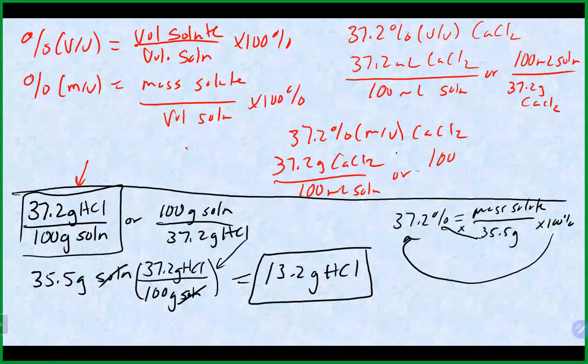Or in 100 milliliters of solution, there would be 37.2 grams of calcium chloride. So for any of those percent concentrations, if you're given the percent concentration, you can turn it into a conversion factor and do a dimensional analysis calculation. Any questions on any of those there?